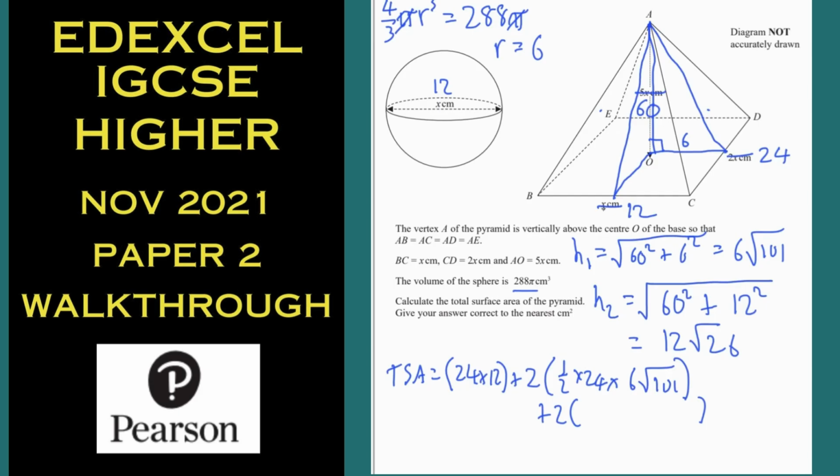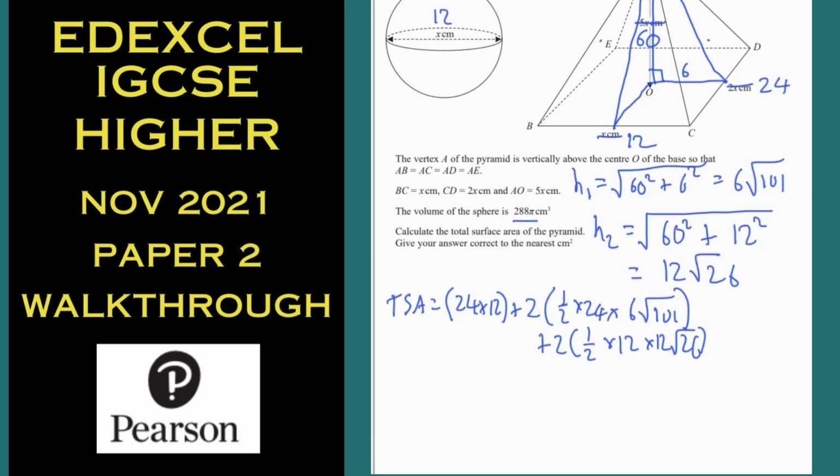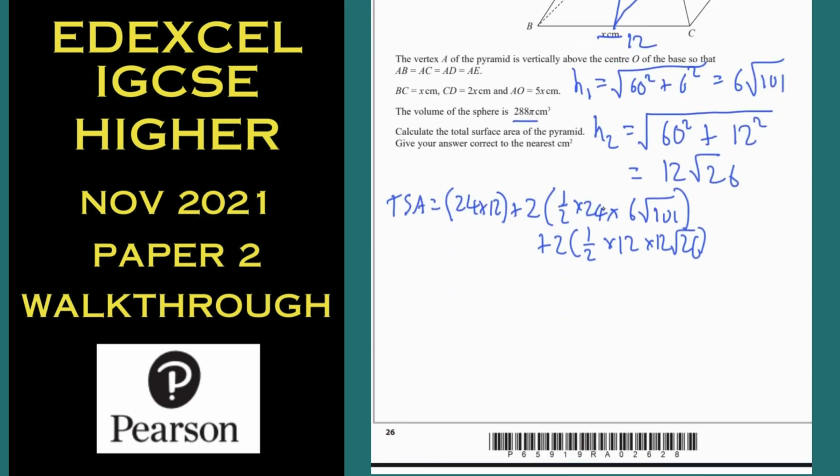So that's also half base times height, except the base is 12 and the height is H2. That's 12 root 26. All that needs to go in your calc. You end up with 2469.4, nearest centimetre, 2469, and we did it without having to use that final space.